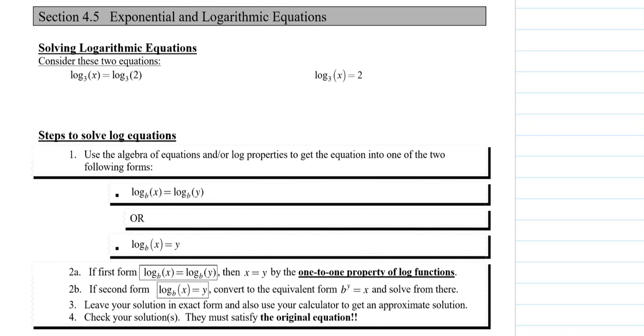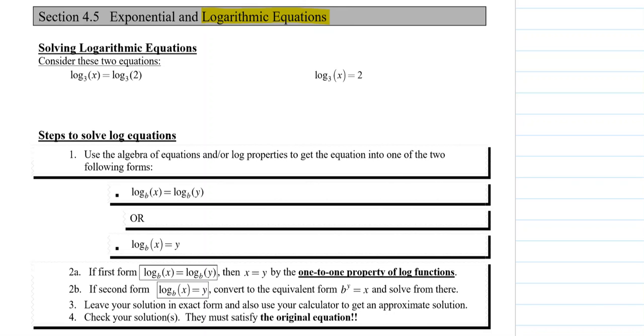We solved some exponential equations, and continuing section 4.5, we are going to look at some logarithmic equations now. Just like with exponential equations, there are two main types that you want to consider, and your approach would be different depending on which type of logarithmic equation you have.